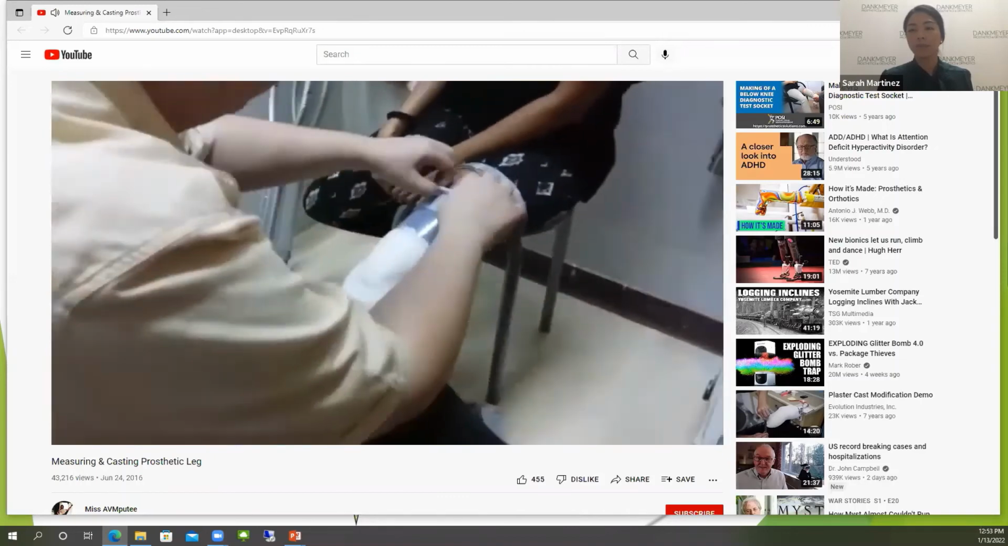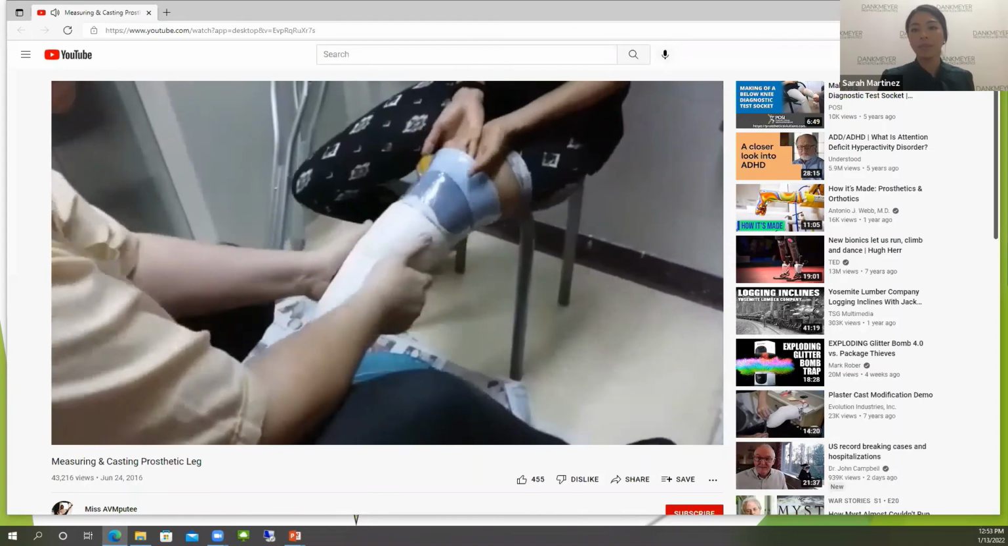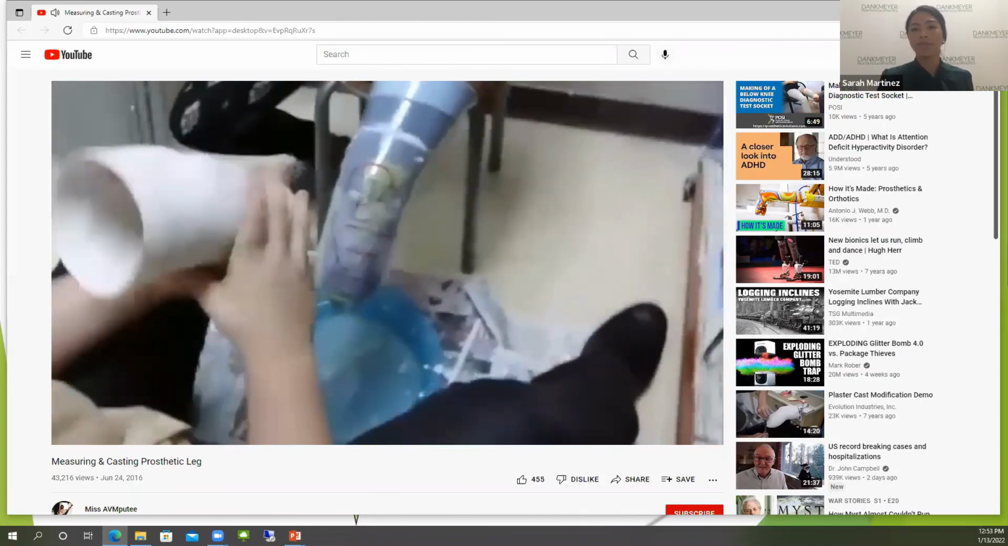Once the cast has dried, then it is time to take it off my stump. There you go. That's roughly how my future socket is going to look.